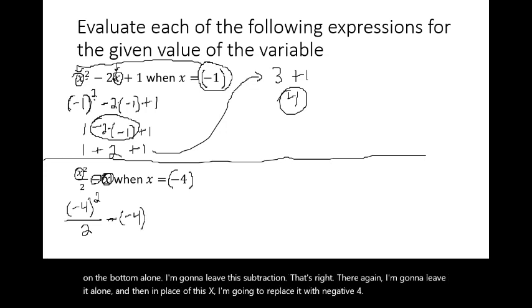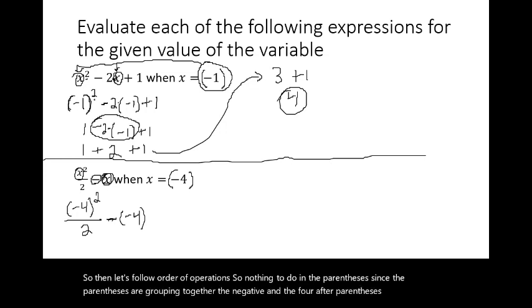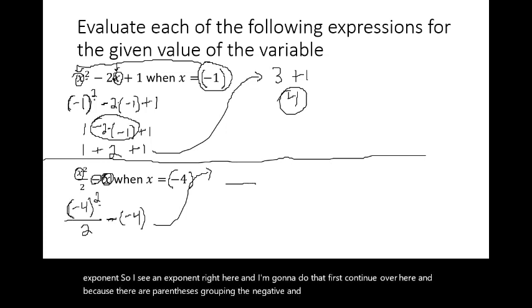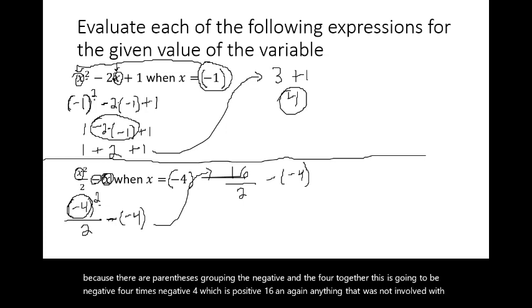So then let's follow order of operations. There is nothing to do in the parentheses since the parentheses are grouping together the negative and the 4. After parentheses would come exponents. So I see an exponent right here, and I'm going to do that first. Because there are parentheses grouping the negative and the 4 together, this is going to be -4 times -4, which is +16. And again, anything that was not involved with that exponent is going to be left alone.